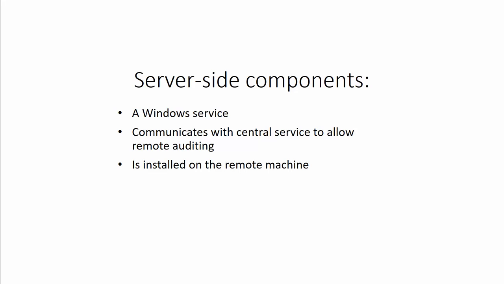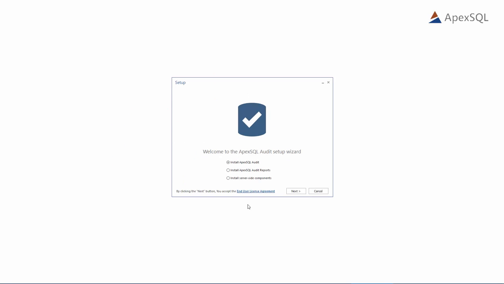So if we advance through the installation wizard as before, we'll again reach a step to choose ApexSQL Audit components to install. This time, let's select the server-side components. And this is where we part ways with the main application installation. There are no additional inputs from the user required. Click Next when server-side components are checked, and the wizard will complete in a short few seconds.